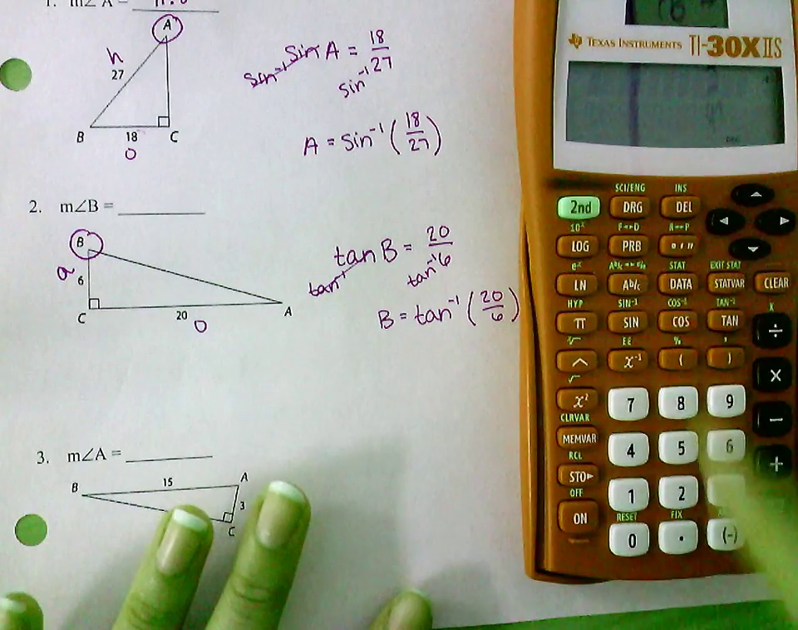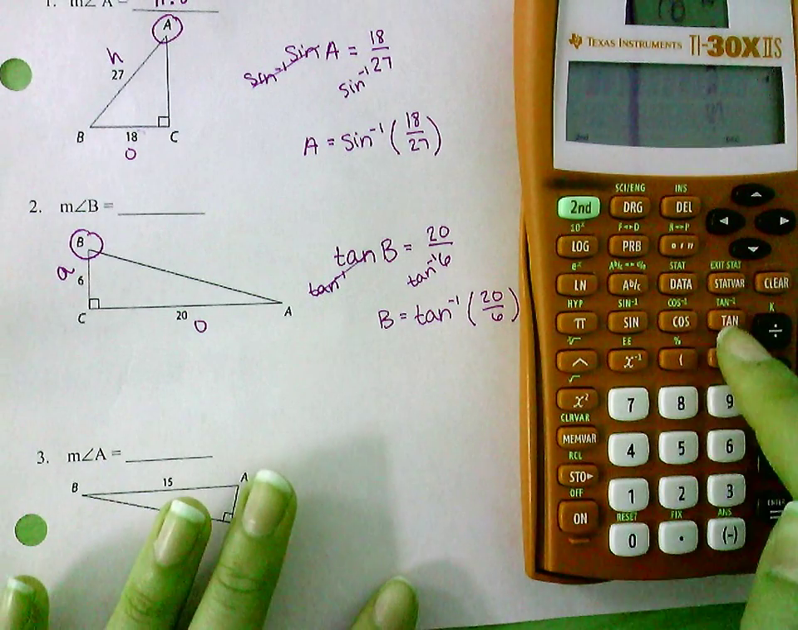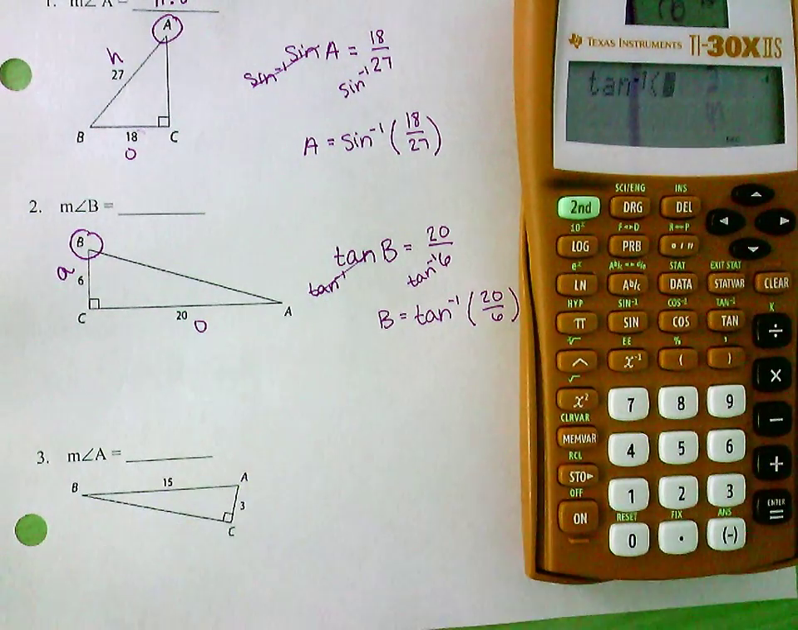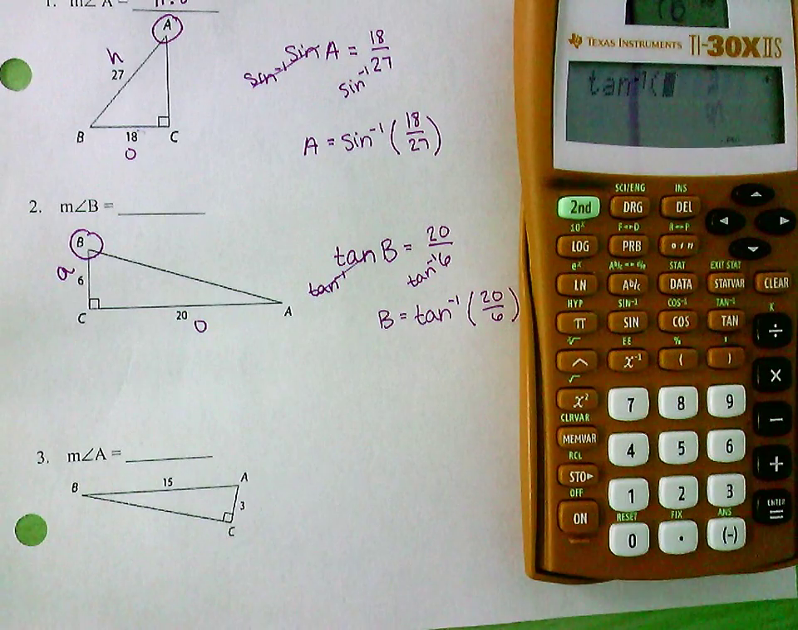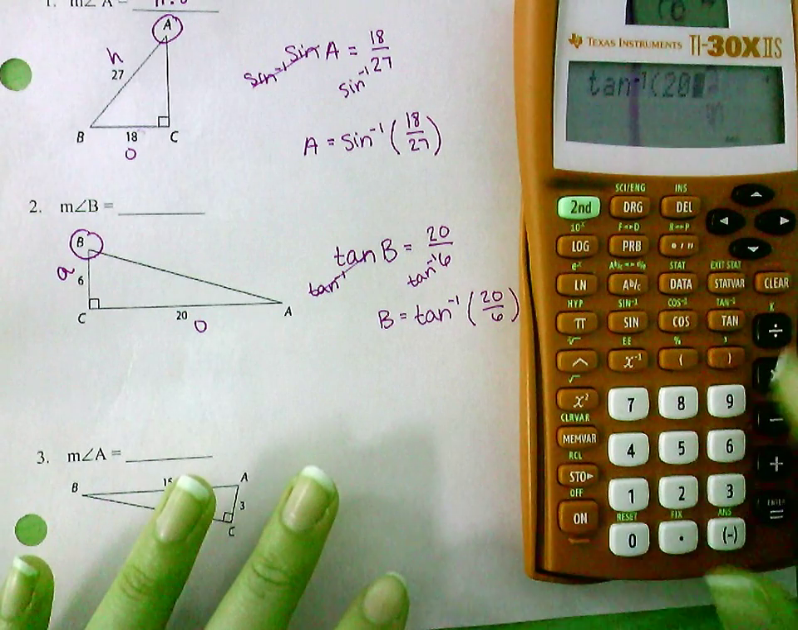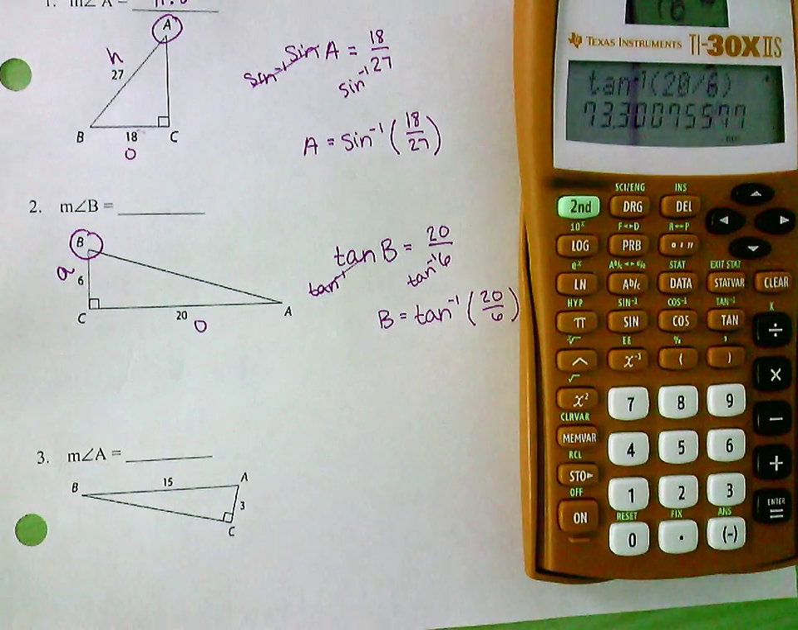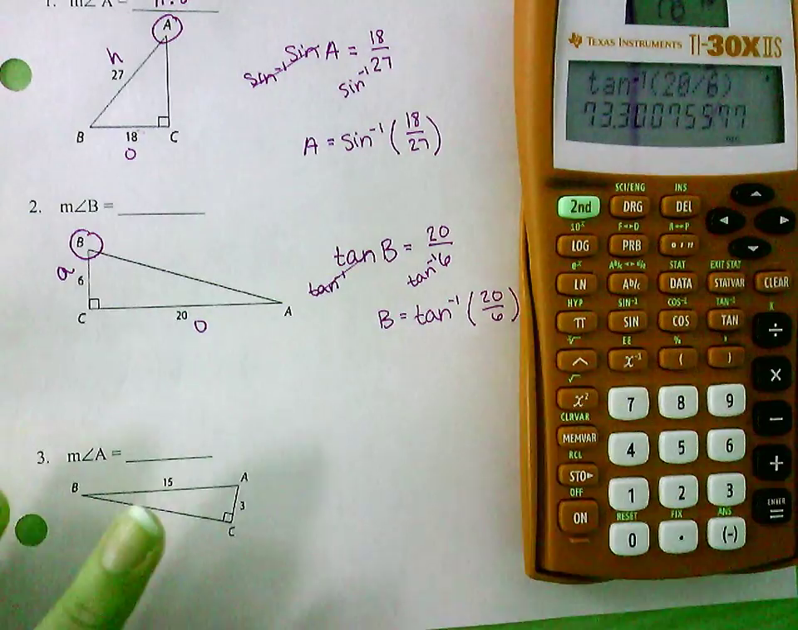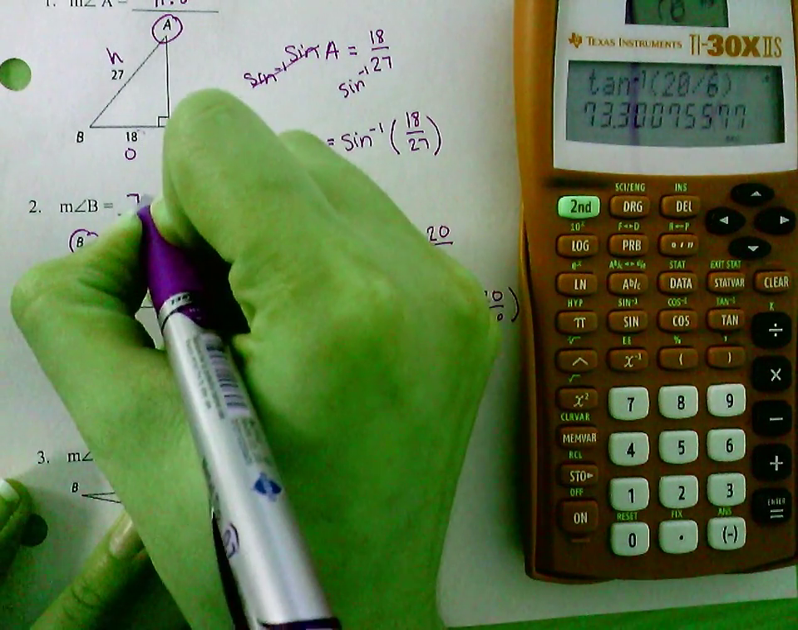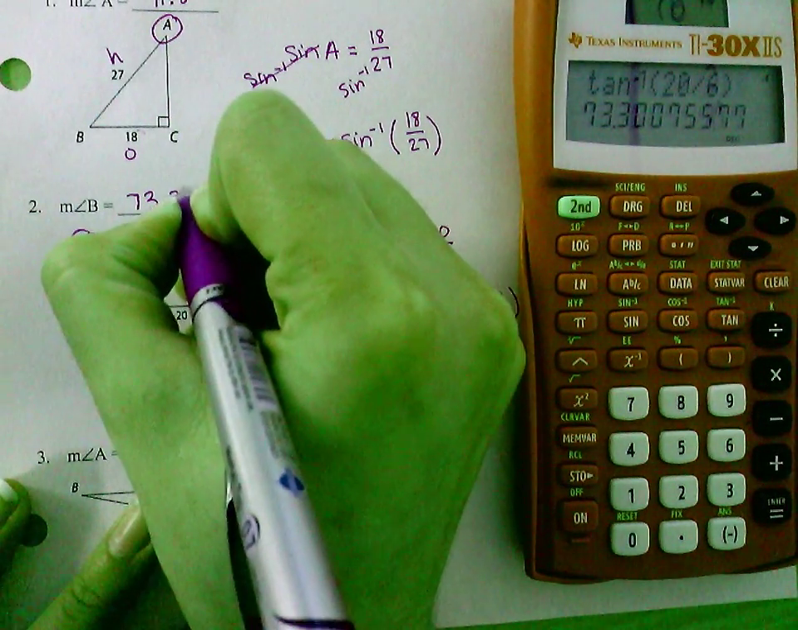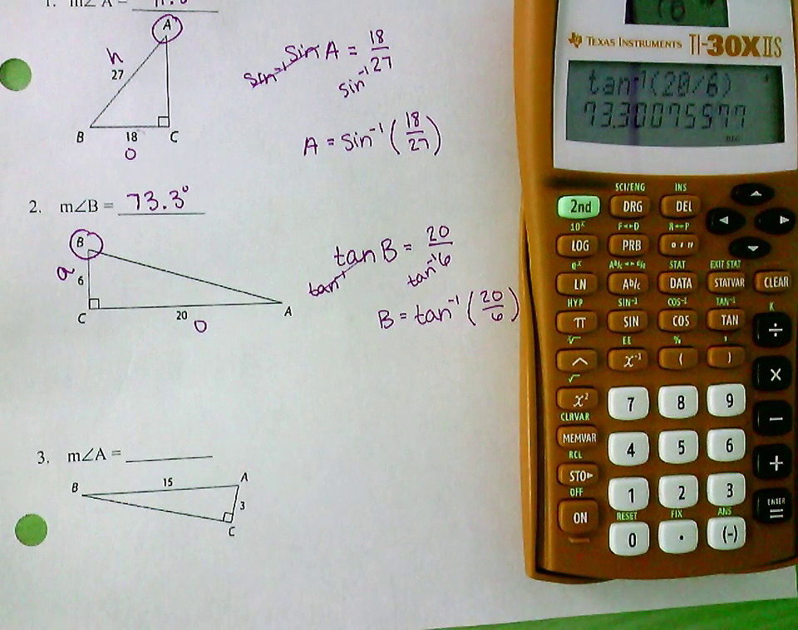So here we're taking second. We're going to press tan this time. So we have tangent inverse that shows up. Then we have 20 over 6 and my parenthesis, press equals. Okay, so angle B is 73.3 degrees. Questions?